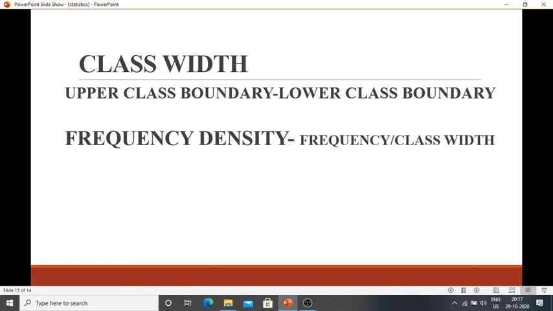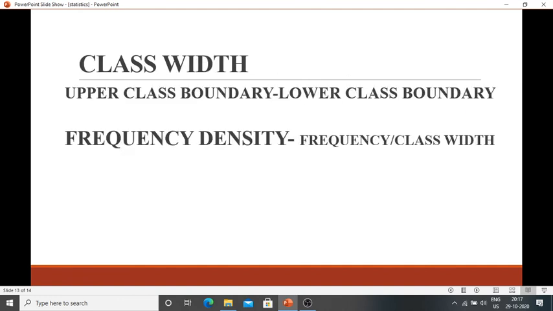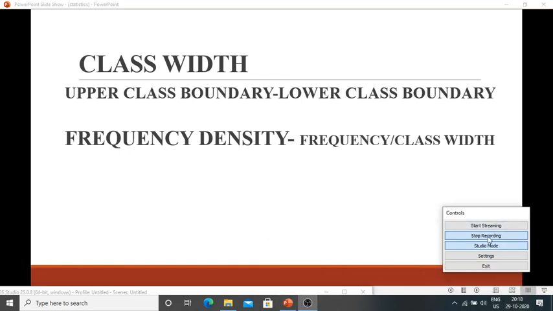Frequency density is obtained by dividing the frequency of a particular class by the class width of that particular class. We will get frequency density, and this frequency density calculation is essential for drawing a histogram with unequal classes. So for that reason, we need to know this calculation also. So these are some terms which we need to know for our statistical calculations. These are very much essential.